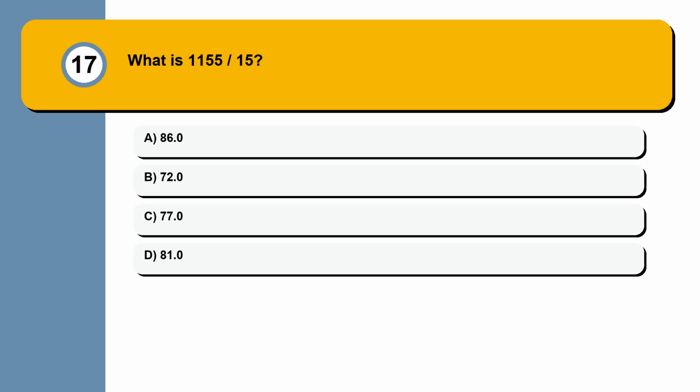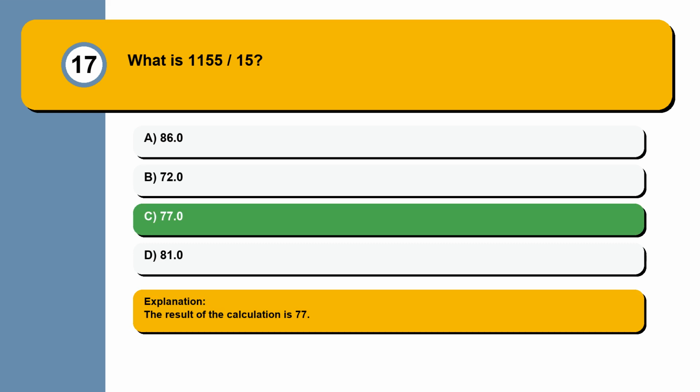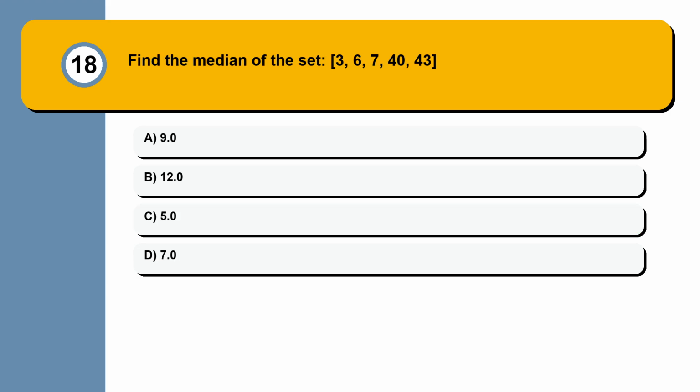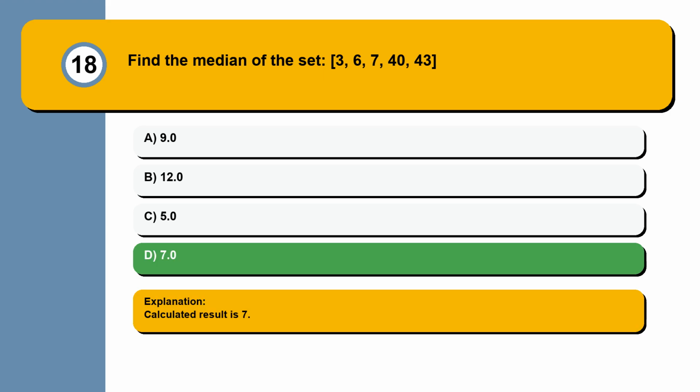Question 17. What is 1155 divided by 15? 86.0, 72.0, 77.0, 81.0. The result of the calculation is 77. Question 18. Find the median of the set 3, 6, 7, 40, 43? 9.0, 12.0, 5.0, 7.0. Calculated result is 7.